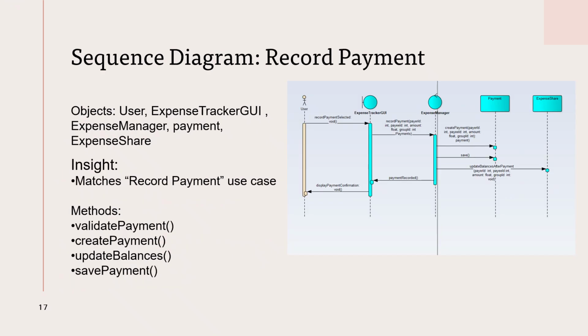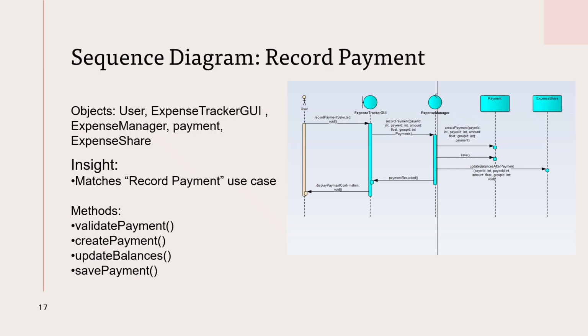This will be my last and final sequence diagram in the presentation before the conclusion slide, of course. This sequence diagram is called record payment. So let's start off with the user. The user enters the payment details through the GUI. The GUI sends the details to Expense Manager, which validates the information.